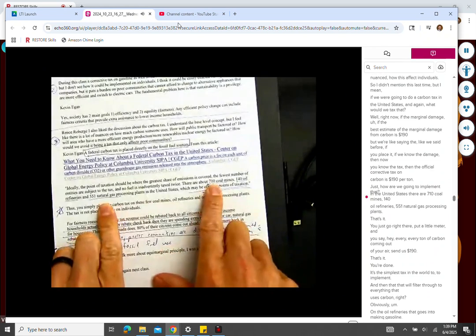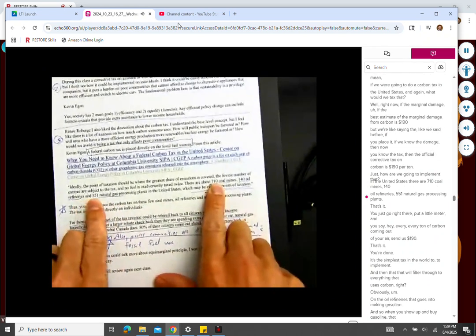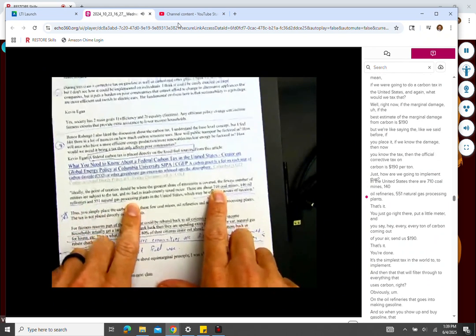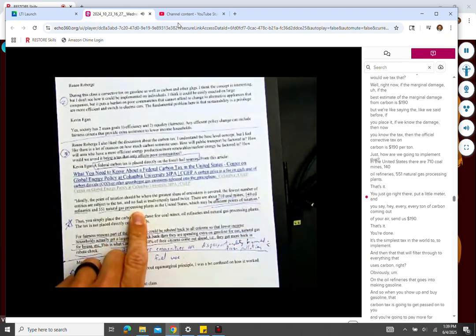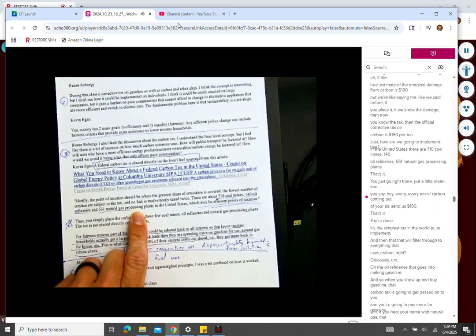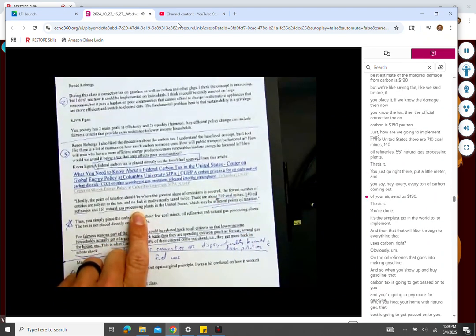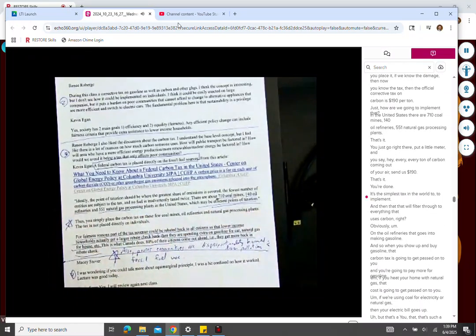In the United States, there are 710 coal mines, 140 oil refineries, 551 natural gas processing plants. That's it. You just go right there, put a little meter, and you say, hey, every ton of carbon coming out of your air, send us $190. That's it. You're done. It's the simplest tax in the world to implement.